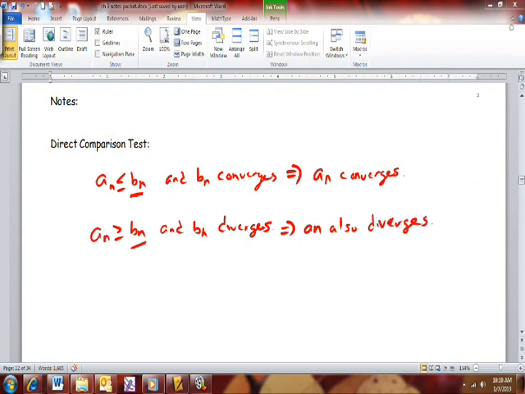Now, what you're going to do is start with a sub n, and then compare it to something like a p-test that you can tell off the bat whether it's going to converge or diverge. That's the kind of idea behind these. So you start with a sub n, you compare it to something that's a lot easier to work with, and then work with it that way. Well, let's see how this looks with a particular problem.